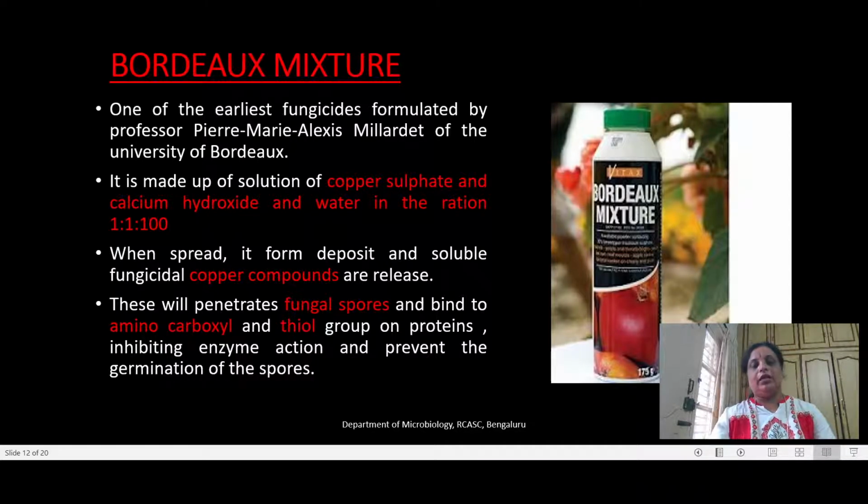this Bordeaux mixture inside the fungal spore, where it binds to the amino, carboxyl and thio groups of proteins. In my previous slides I had told that copper based fungicides alter the properties of the protein. Hence, because this is a copper based fungicide, it enters the fungal spore. Once it enters, it binds to the protein, especially the amino, carboxyl and thio groups, and because of the alteration of the structure of the protein, the activity of that particular enzyme is inhibited. Because of the inhibition of this enzyme activity, spore germination is also avoided.